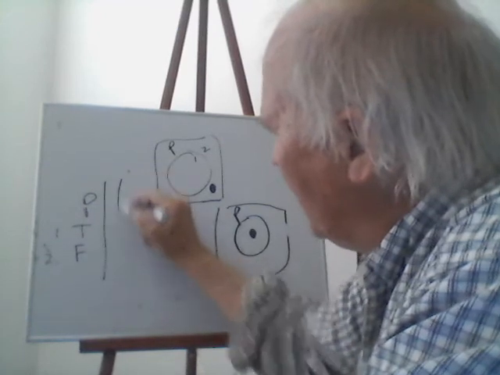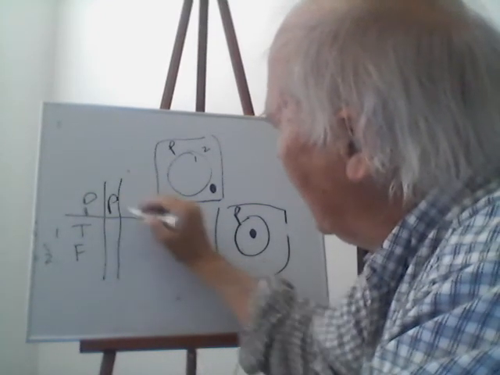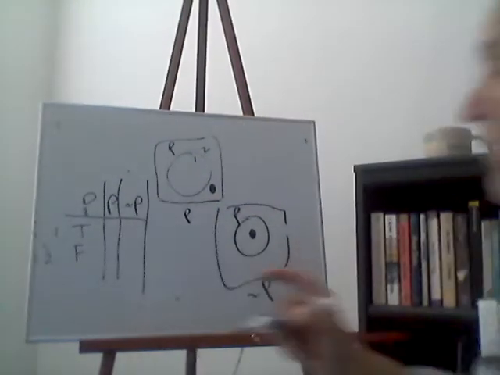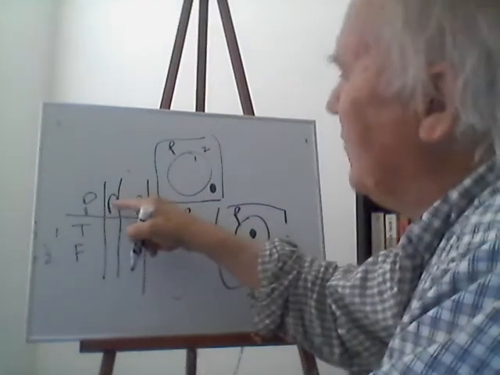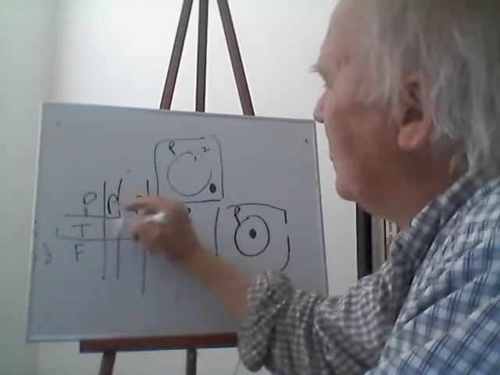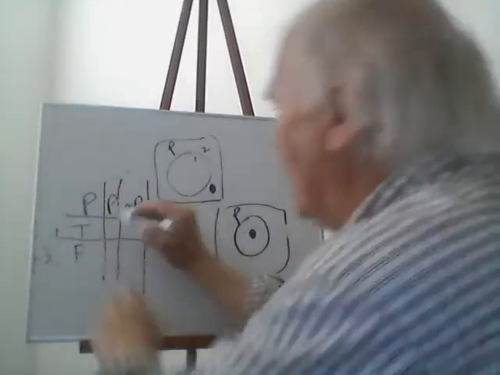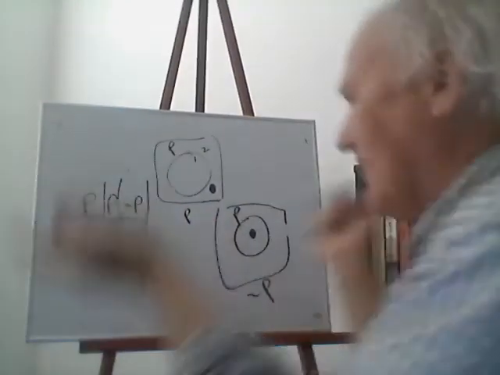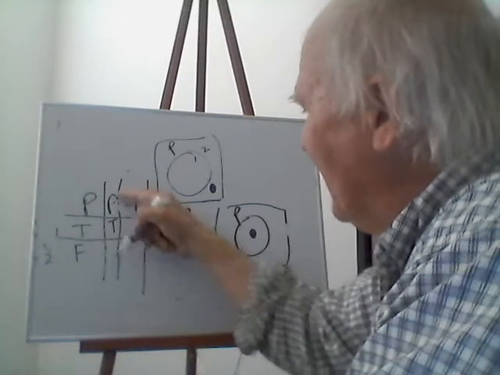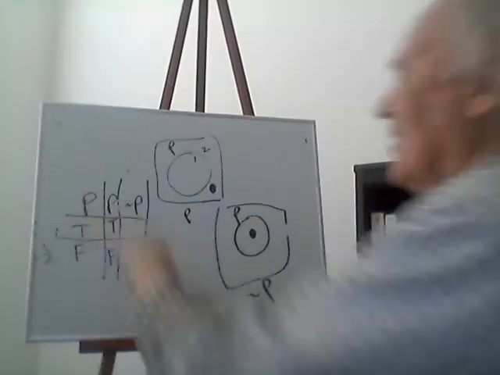Now, if I want to know what P is and what not P is, okay, look at it. Let's say I want to know what P is for line 1. Well, P is true when P is true. Line 1, P is true, so P is true, right? Okay, that's obvious. P is false when P is false. So they're just the same.